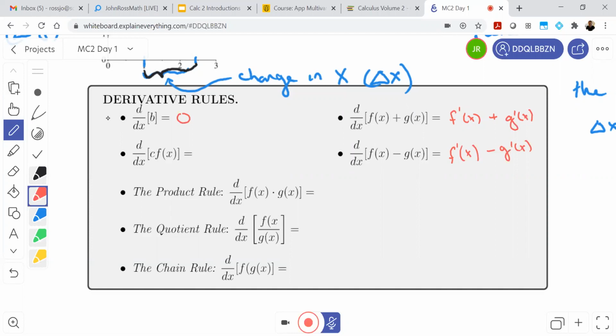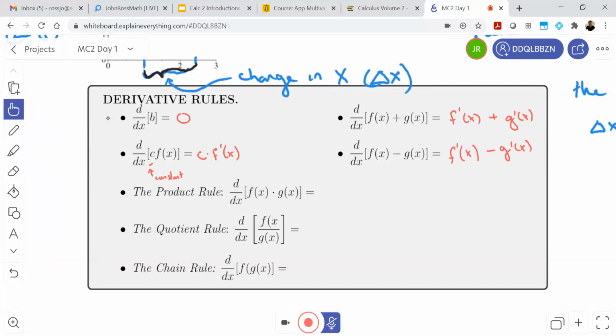And the derivative of, we can interpret this as a constant times f of x. That's a constant times a function. Well, that is going to equal a constant times the derivative of the function. So c times f prime of x. Right, so we have these as our basic building block rules of taking derivatives.